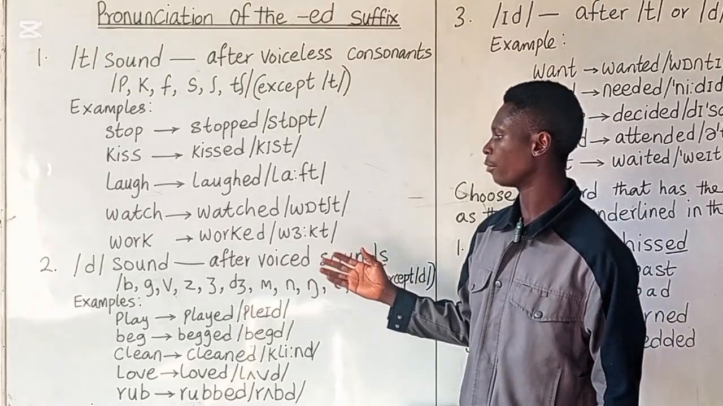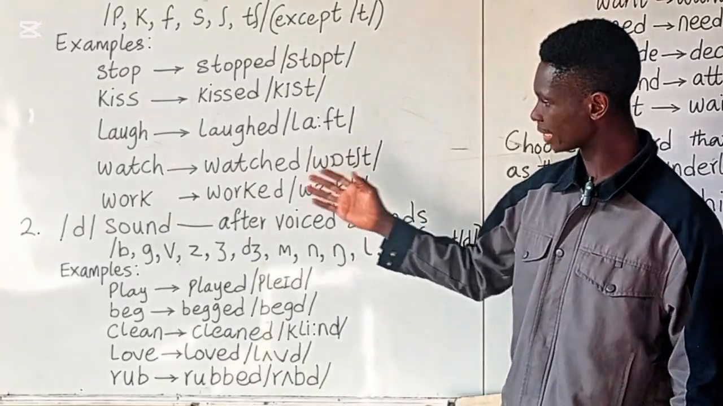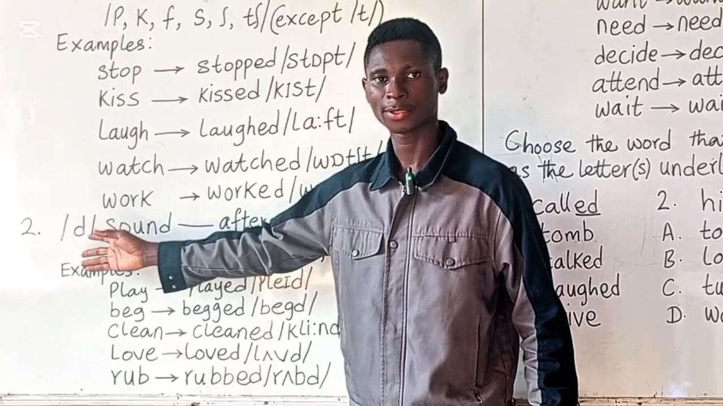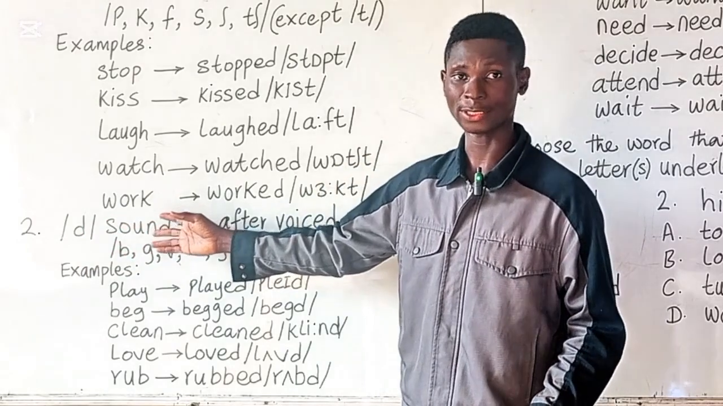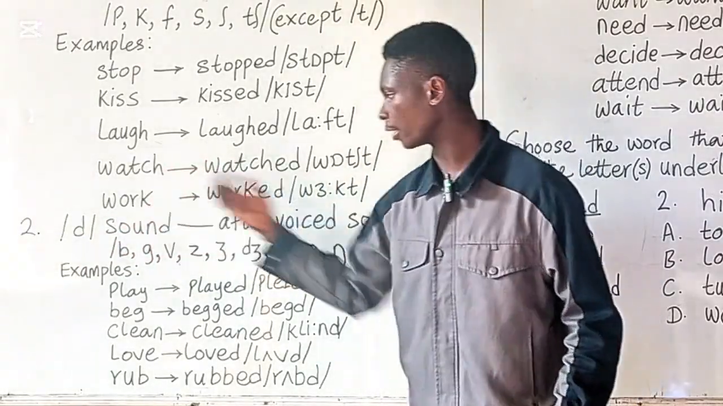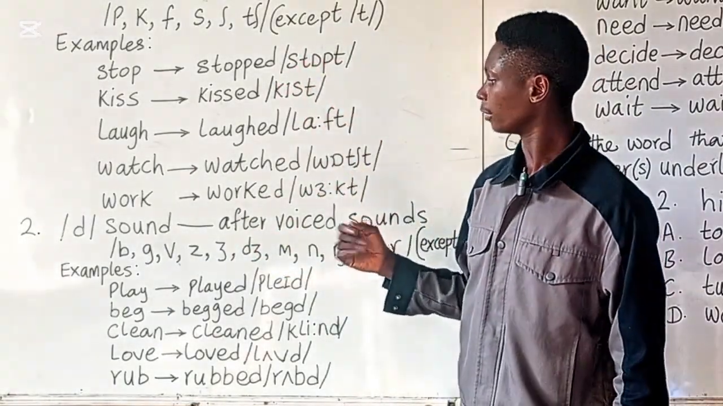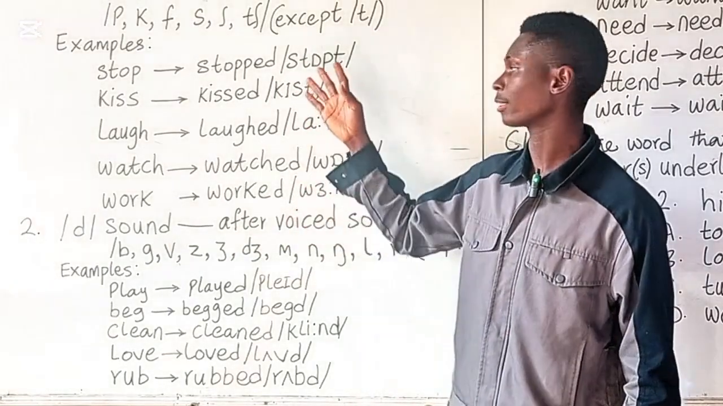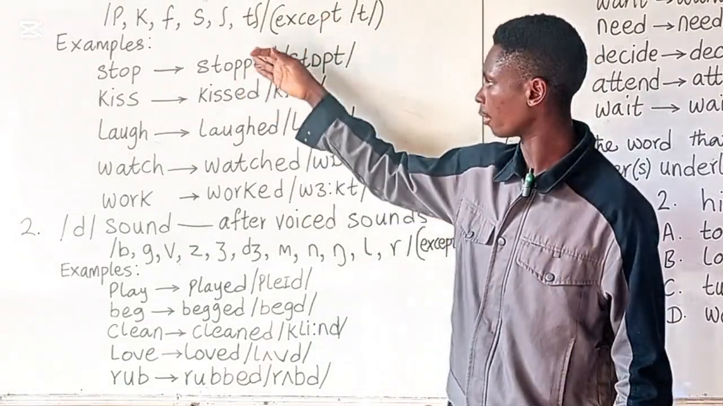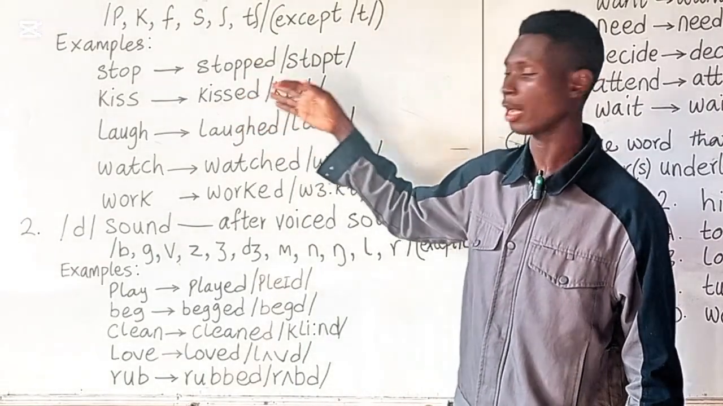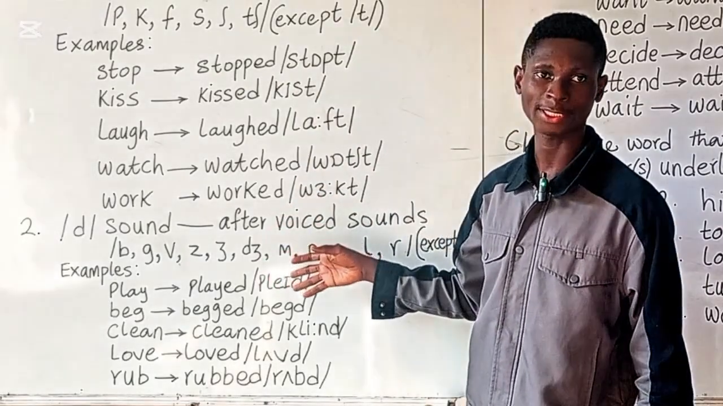Now, another way we can realize the ed suffix or the past tense marker ed is the sound d. And this is the most obvious pronunciation. Most times we get this one correctly, but when it comes to where we have t, we get it wrong. The difference lies in the fact that ed comes before a voiceless sound where we have the t sound, and ed comes before a voiced sound where we have the d sound.